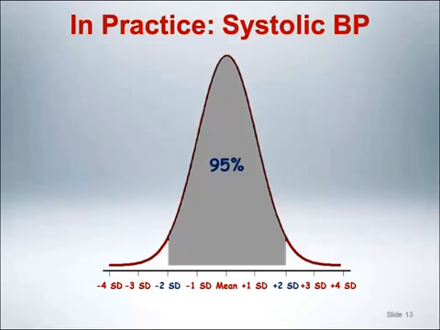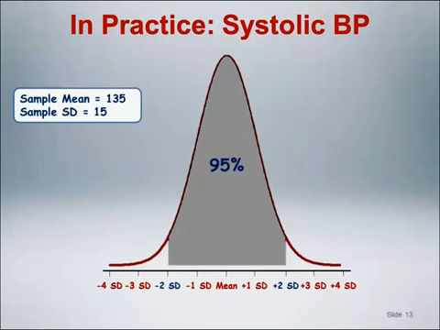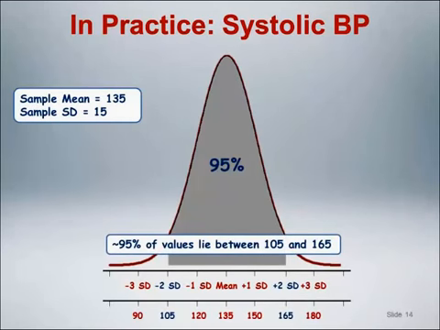So how do we use this information in practice? Let's assume we have measured systolic blood pressure on a sample of patients and calculated the sample mean and sample standard deviation to be 135 and 15 respectively. If we assume the distribution of blood pressures is approximately normal, we can infer that approximately 95% of the values lie between 105, which is two standard deviations or 30 points below the mean value of 135, and 165, which is two standard deviations or 30 points above the mean value of 135.